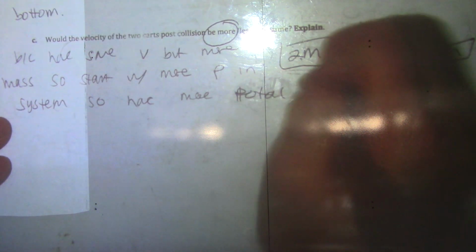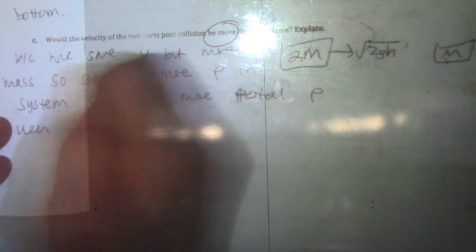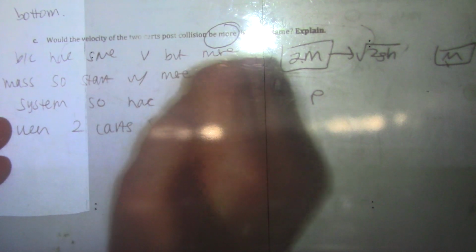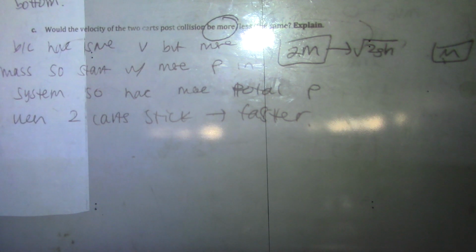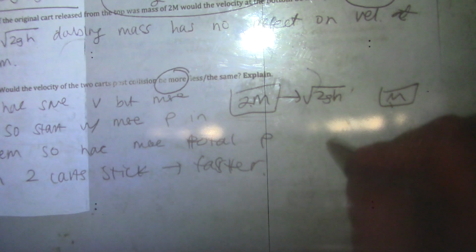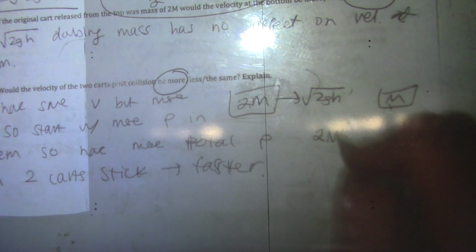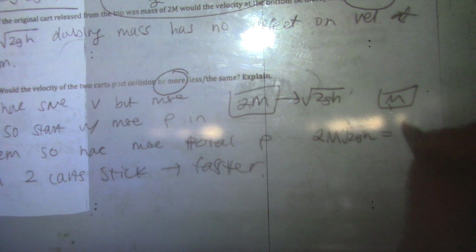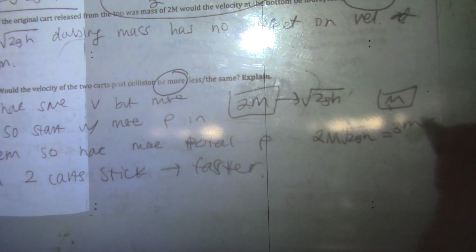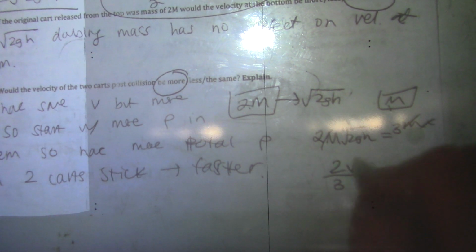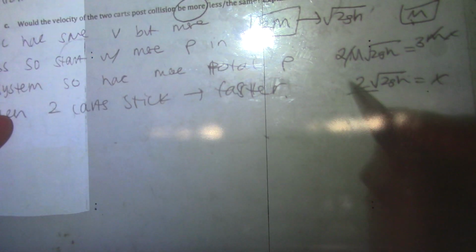So you have more total momentum when the two carts stick. That means they're going faster than this velocity right here. Because instead of this, you would have 2m times the square root of 2gh, equals, now it would become 3mx. So it would be 2/3 of the root, like this. And here it's the original half, so now it's actually 2/3 instead.